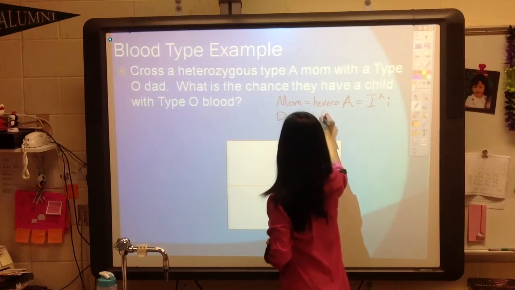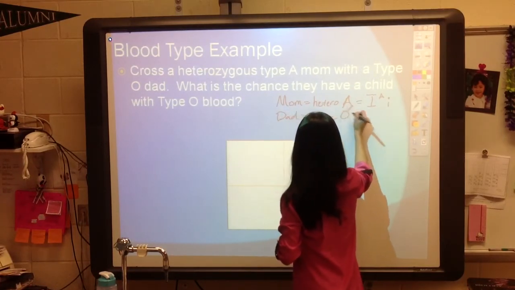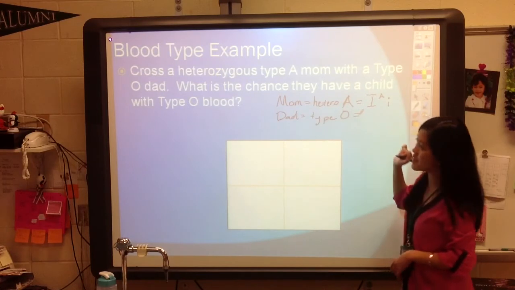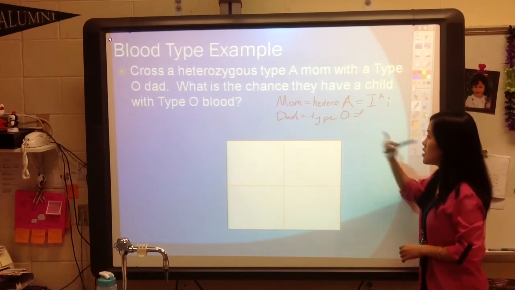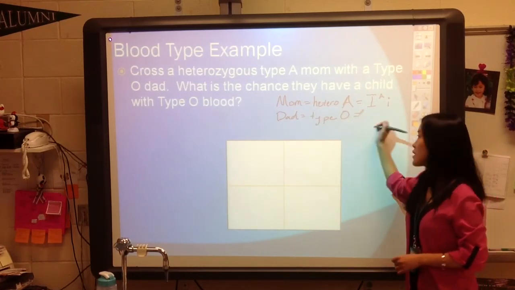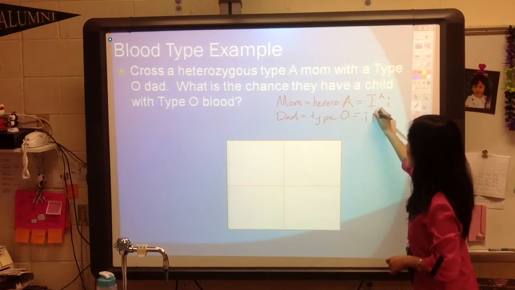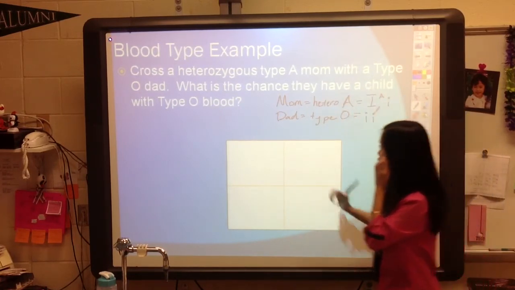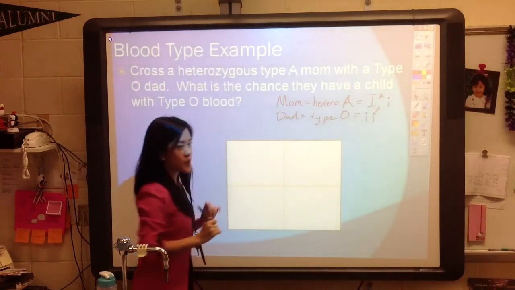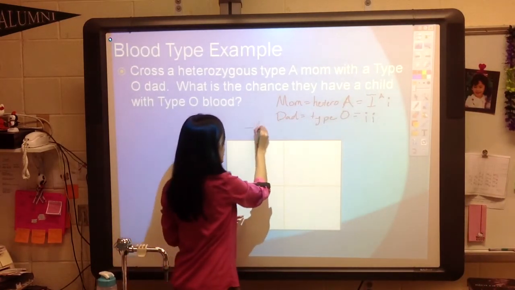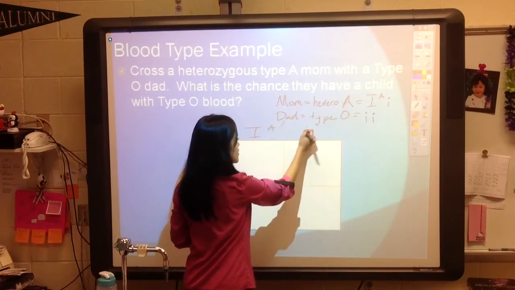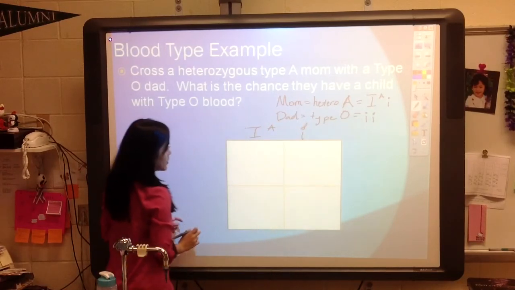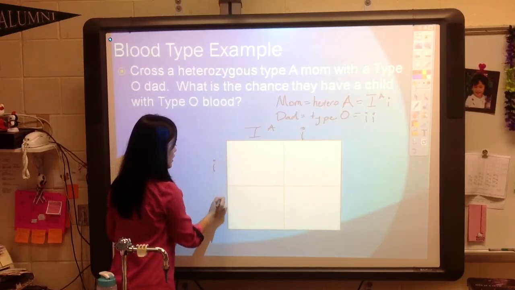Dad is type O. So what is his genotype? Well, type O doesn't have any name tags on it, so it's little i. Put their genotype on top, just to keep it easy. Mom is IA, little i. Dad is little i, little i.